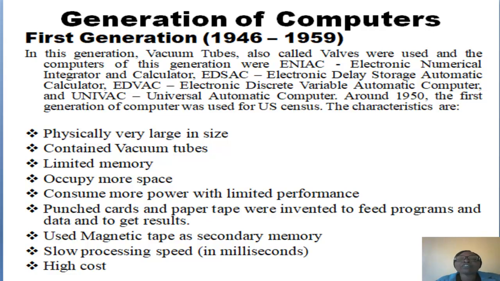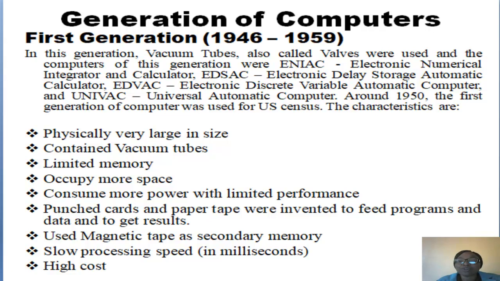And the computers of this generation were ENIAC. What is ENIAC? ENIAC, Electronic Numerical Integrator and Calculator. EDSAC, Electronic Delay Storage Automatic Calculator. We have EDVAC, Electronic Discrete Variable Automatic Computer, and UNIVAC. So all these were the first generation of computers.